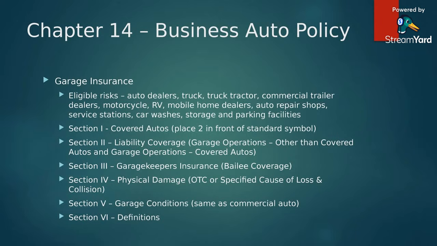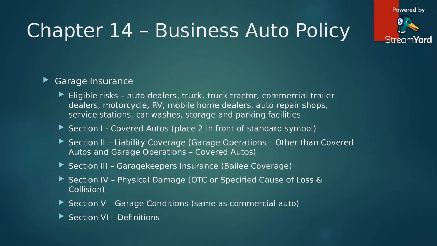Under Section 2, garage liability is going to be divided into 2 parts: garage operations for other than covered autos and garage operations for covered autos. Other than covered autos is going to require the loss or damage be a direct result of the insured's garage operations. This is going to be considered a premises and operations or products and completed operations exposure of the business. And then garage operations for covered autos is going to provide the insured protection from losses resulting from the ownership, maintenance, and/or use of those covered autos in the business.